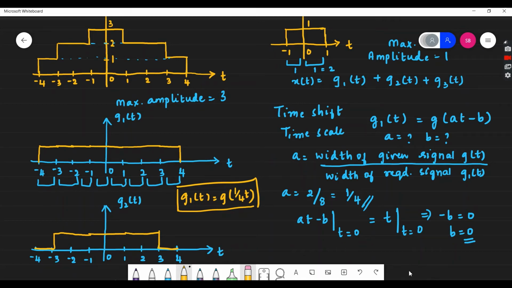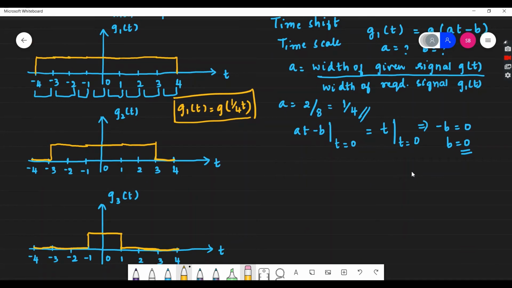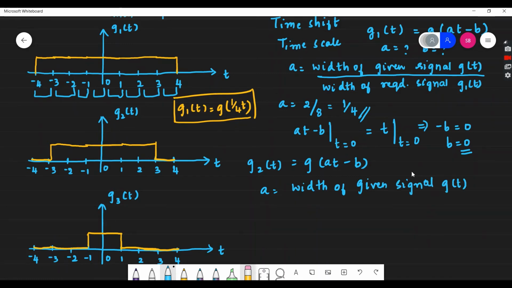Similarly, we will find out the expression for g2 of t. So I can write g2 of t equals g of a t minus b, where a is equal to the width of the given signal, which is g of t, divided by the width of the required signal. The required signal is now g2 of t.